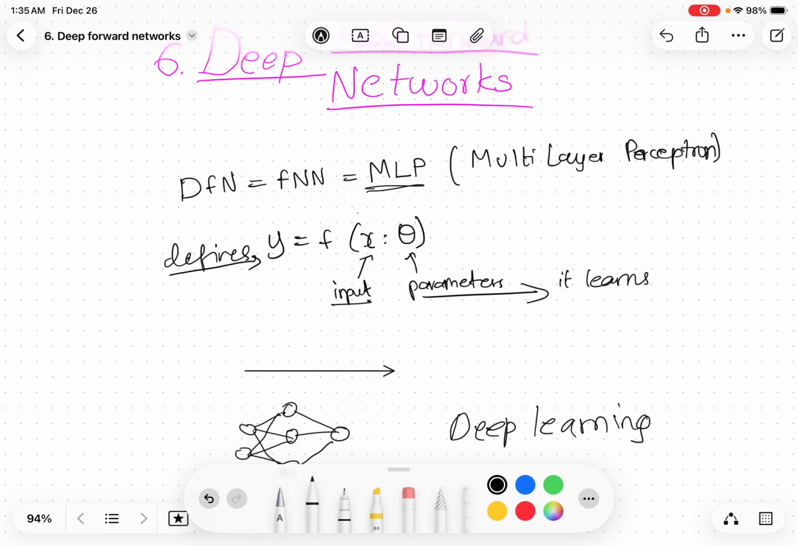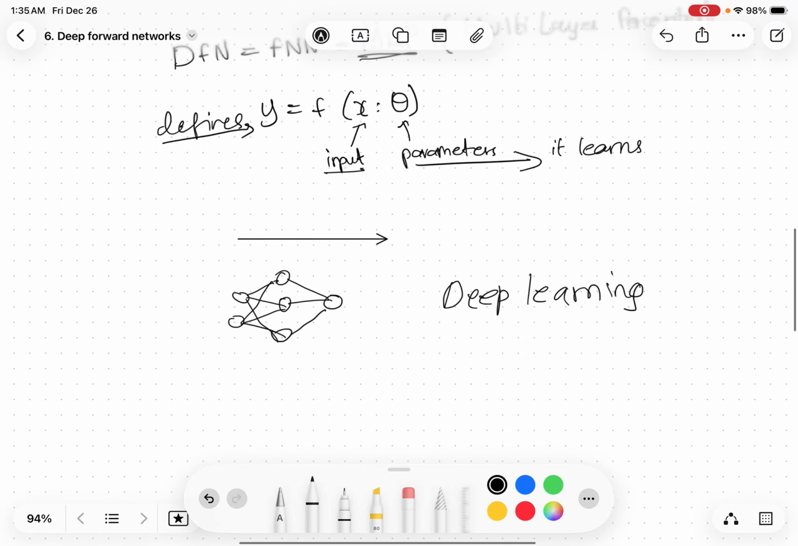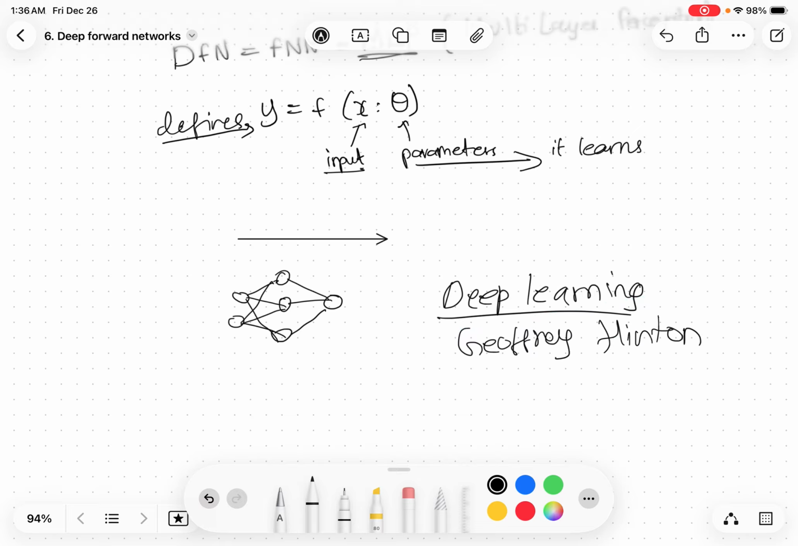So basically, we're trying to approximate this function f(x), and find the best function approximation, or basically the best representation learning. Now, deep learning was, of course, first introduced by... I mean, this only became relevant after Geoffrey Hinton, the godfather of AI, made it popular.